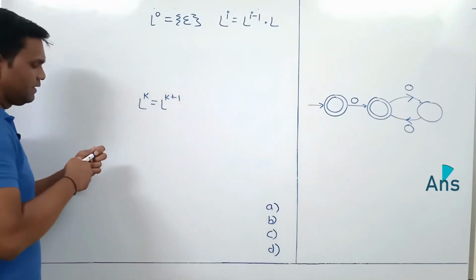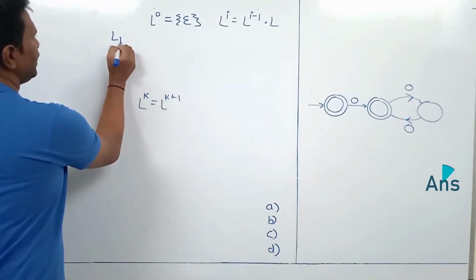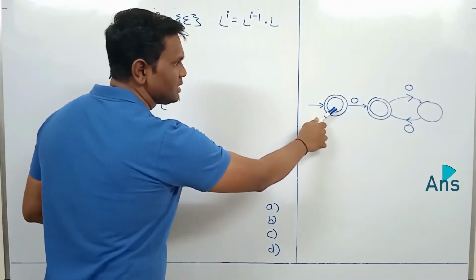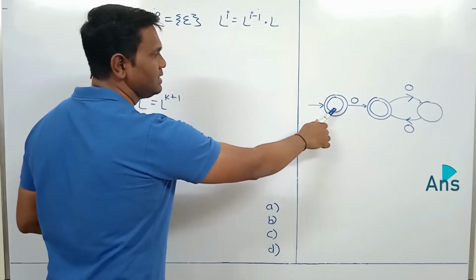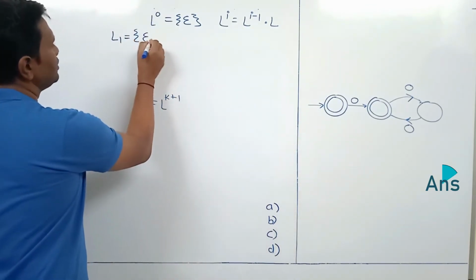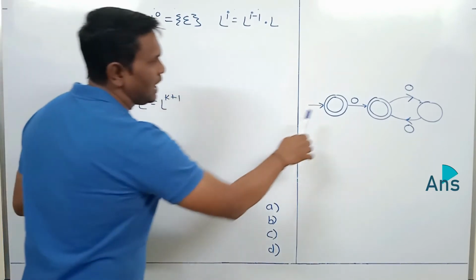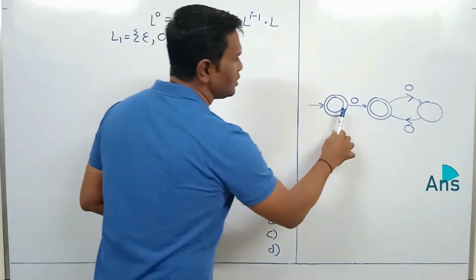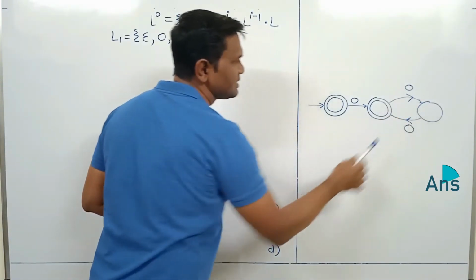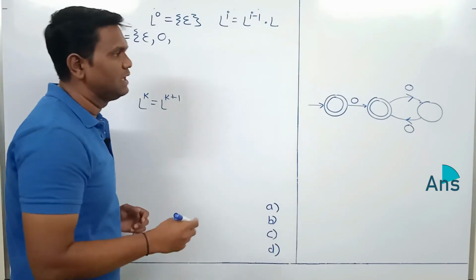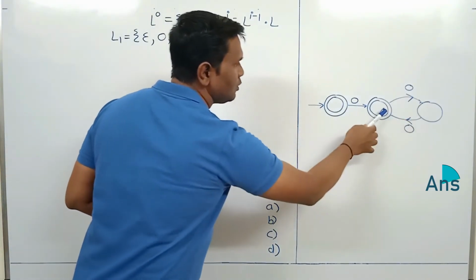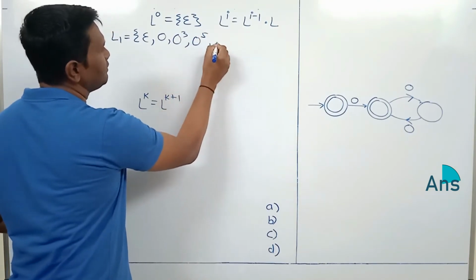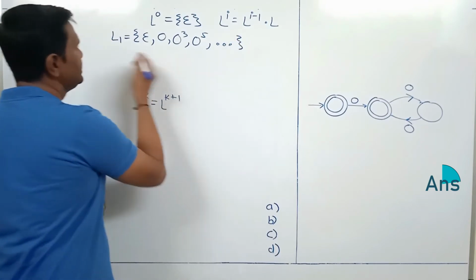So what is the language of the DFA? So L1. Epsilon is accepted by the DFA. The initial state is a final state, so epsilon is part of L1. After epsilon, 0 is accepted. What about 0 power 2? So 0, 0 is a non-final state. 0 power 2 is not part of the language. Then 0, 0, 0 is 0 power 3, and after that 0 power 5, 0 power 7 and so on. So this is L1.